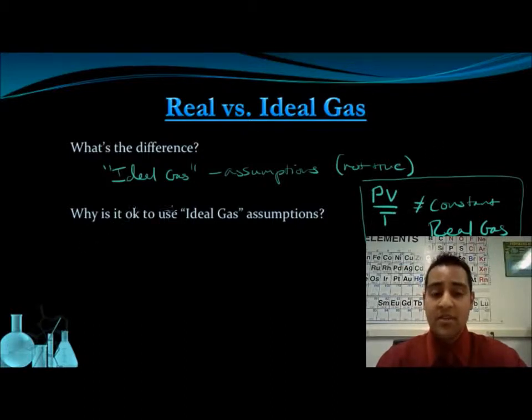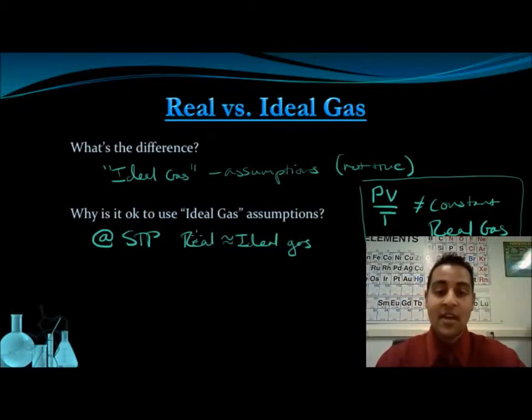So why is it okay to use the ideal gas assumptions in the first place if we know that real gases don't really behave like that? Well, as it turns out, at STP, a real gas does behave very similar to an ideal gas. So a real gas is kind of equal to an ideal gas. So it's a pretty good approximation with these assumptions. And that's why we use the ideal gas assumptions in kinetic molecular theory and the ideal gas law, as well as all the other gas laws.